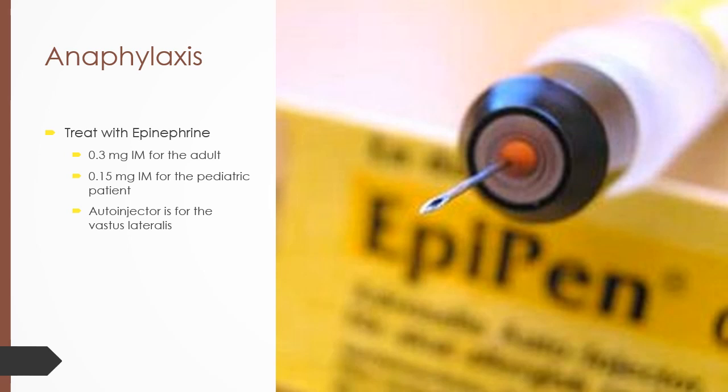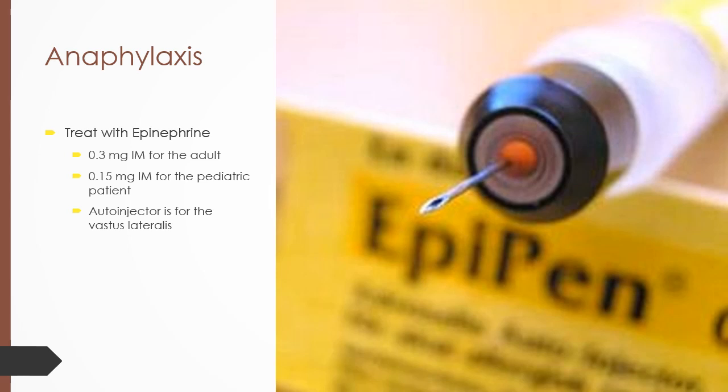This is an EpiPen that you see here. It is an auto-injector meant for the vastus lateralis, so kind of the anterior lateral mid-thigh. If you happen to hit the rectus femoris, you're going to be okay. But it needs to go in that kind of anterior lateral aspect.